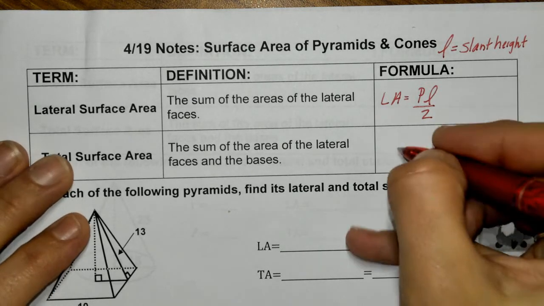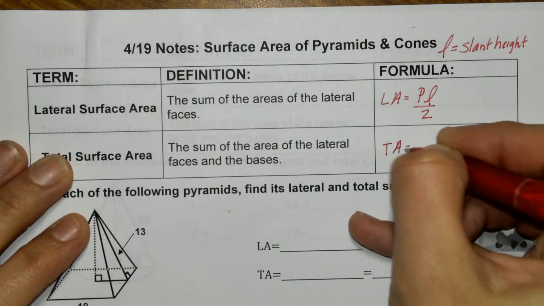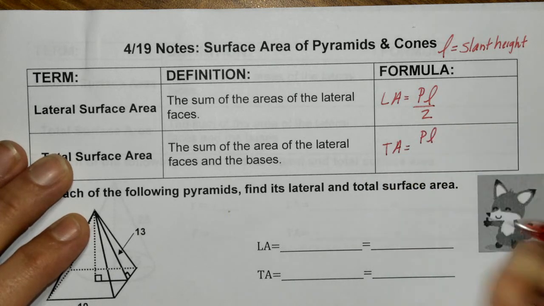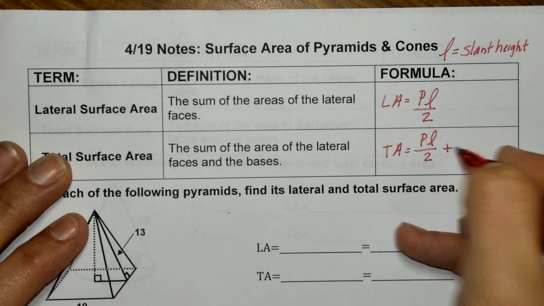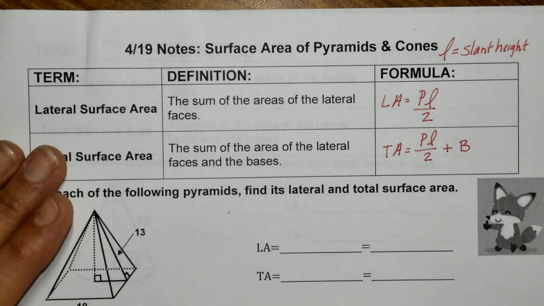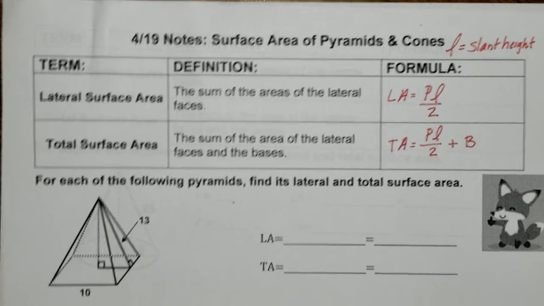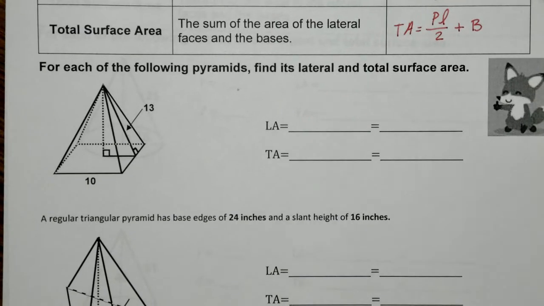Your total surface area is going to be that P, which we already know is perimeter of base, times slant height over 2, but we have to add in the area of that base now. But again, we only have one base. So let's take a look at our first guy here.